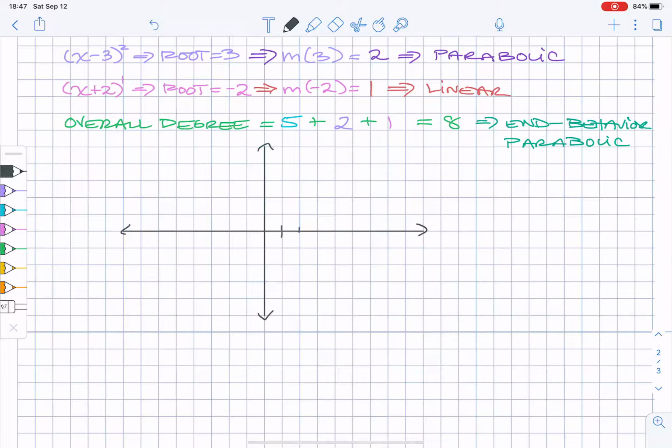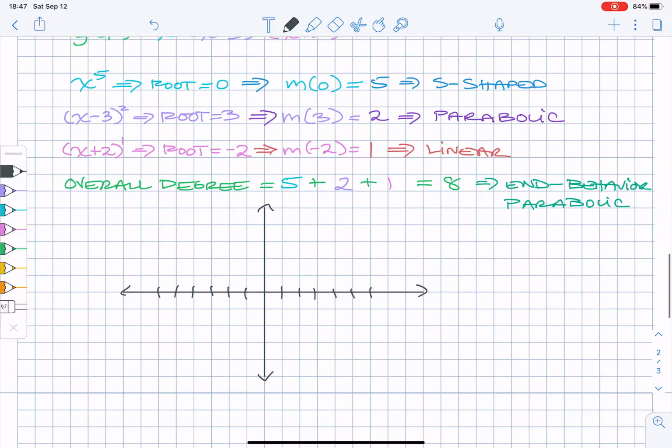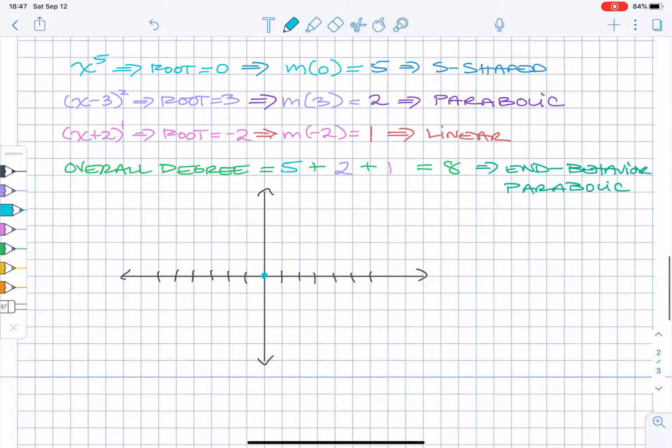So what does that mean? So let's do 1, 2, 3, 4, 5, 6. So the first thing, I have a root at 0. The next one, I have a root at positive 3. And the next, I have a root at negative 2. Okay, I know that the end behavior is parabolic, meaning it'll be something like so at the end.